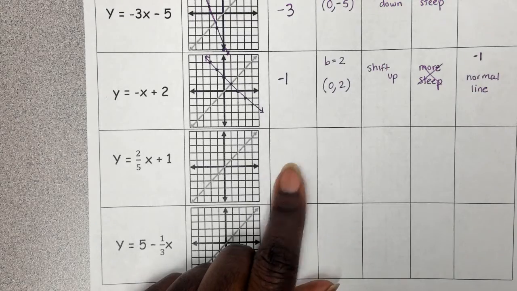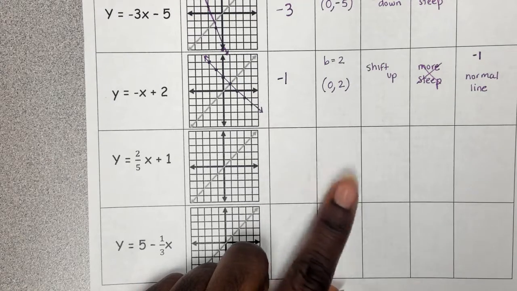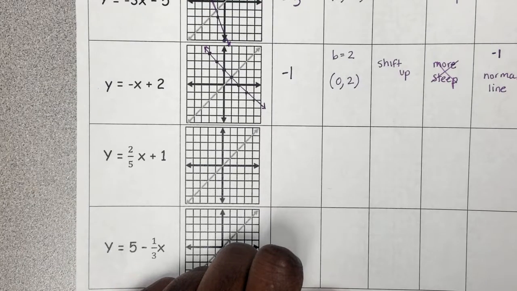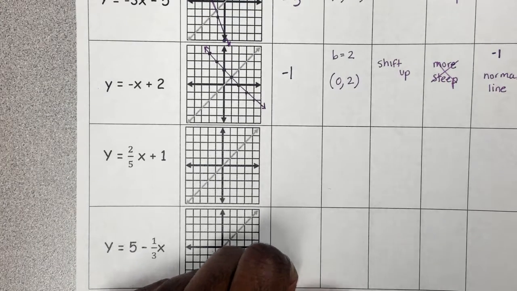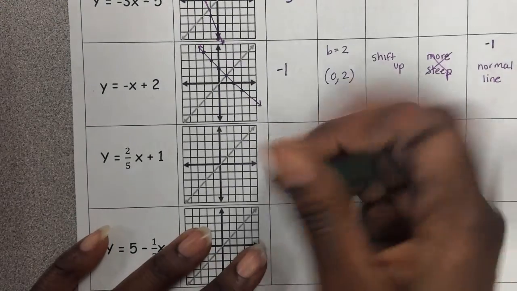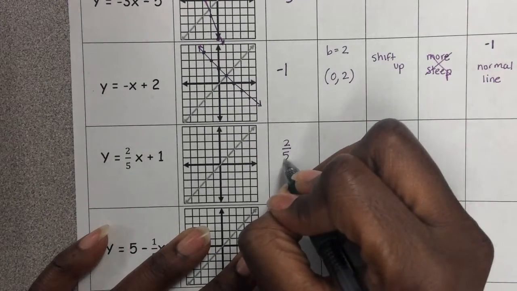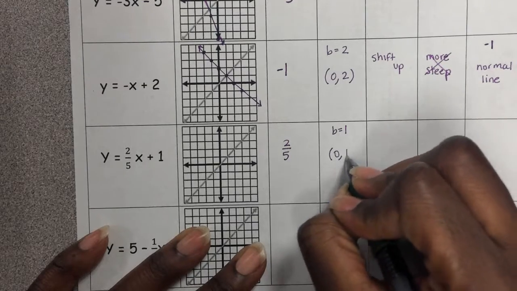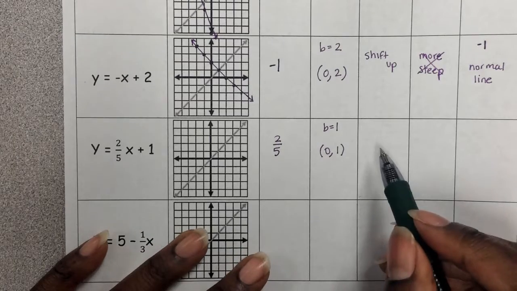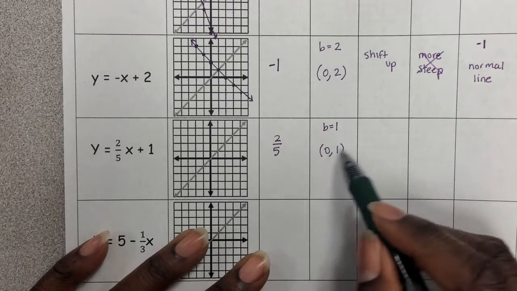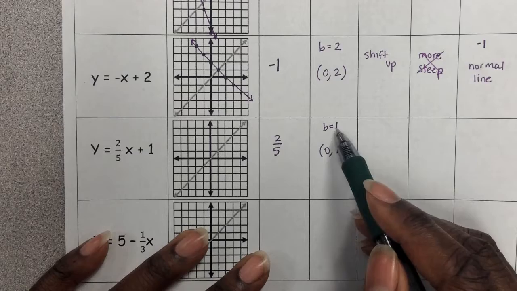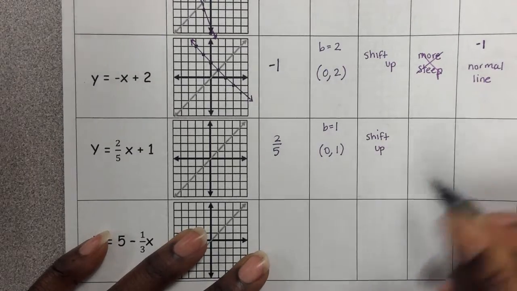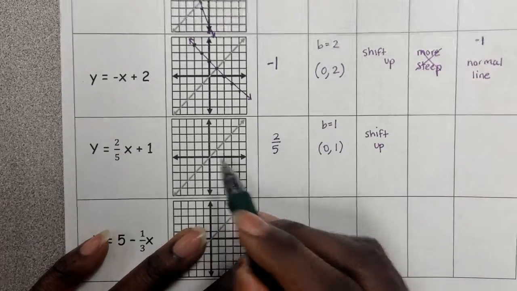Please write down the slope and y-intercept for this one. All right, so if you remembered, hopefully the slope you wrote down was 2/5. The y-intercept, which is the b, is 0, 1. You can kind of tell if it's shifted up or down by looking at the b. If the b is positive, shift up. If the b is negative, shift down. However, more or less steep, let's go ahead and graph it.